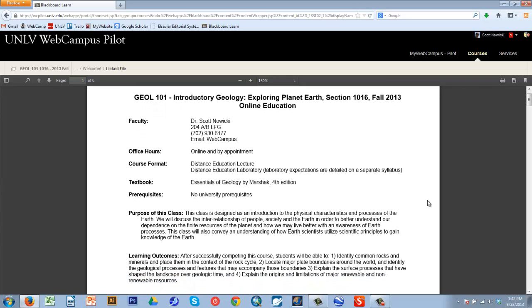The textbook that is required is Essentials of Geology by Marshak. It's 4th edition. If you find the 3rd edition or even the 2nd edition, it'll probably work fine. Most geology textbooks in the past 20 years really haven't changed a whole lot, so it's pretty flexible in terms of what textbook you actually obtain, although you should have a textbook. We do require some sort of textbook for this course. Of course, there are no prerequisites to take this class. It is a 101 class.